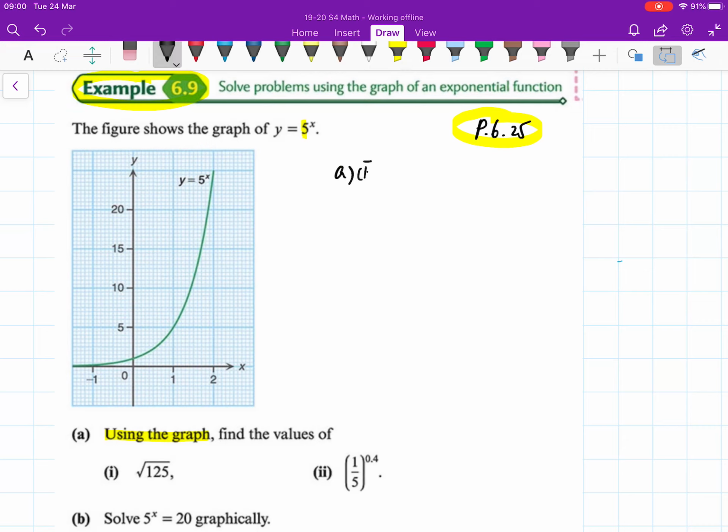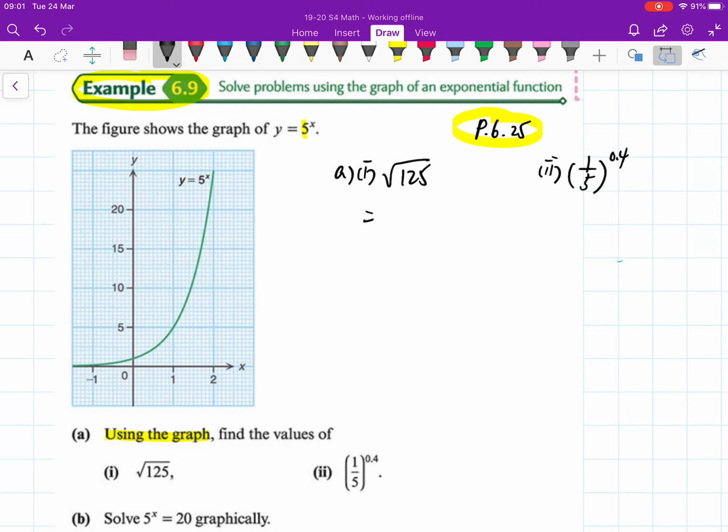Okay, so how can we do it? For part A1, it asks you to find the value of square root of 125. And for A2, it asks you to find the value of 1 over 5 to the power 0.4. Okay, so we cannot use the calculator, but when we look at the title again, we are going to use the base of 5 in the whole question. So that means for part A, we have to do the conversion, convert these two numbers into the base of 5. Okay, so if you know how to do it, then you can try, but if not, you can follow my steps.